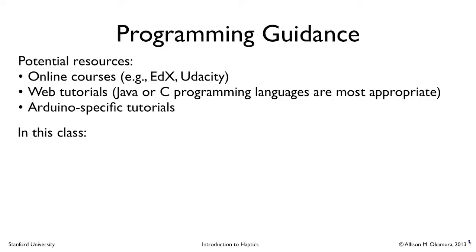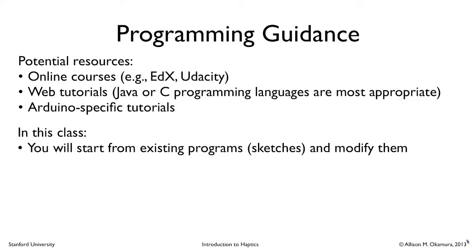Now in this class, a few pieces of advice. One is that you will always be starting from existing programs in the Arduino programming language. These are called sketches. Each one is in a single file, and you'll be modifying them. So from the very beginning, we're going to start with an outline of a program, and there will be commented lines within that sketch, which will tell you where to put your code and what part of the code. So for example, it might say, put your haptic rendering here, and that is where you're going to describe the input-output relationships for your haptic device.